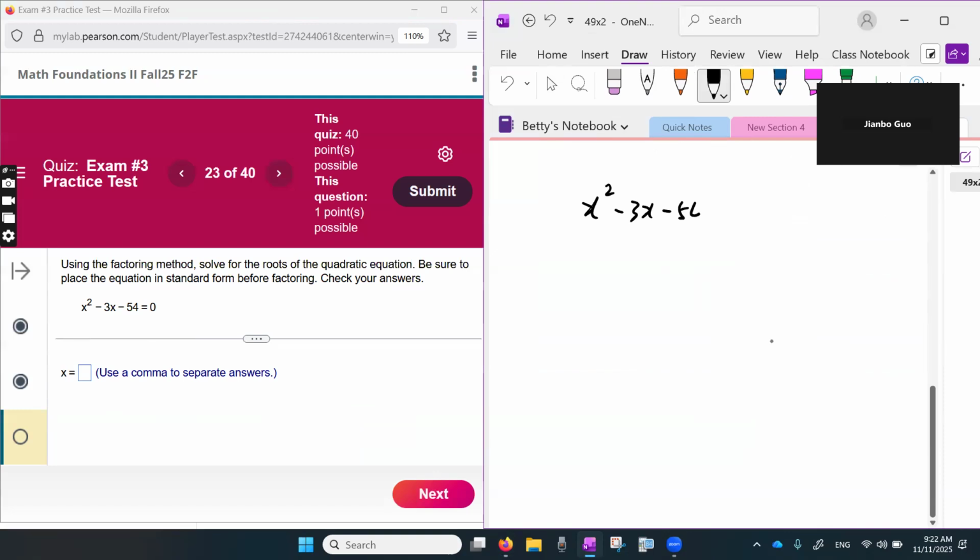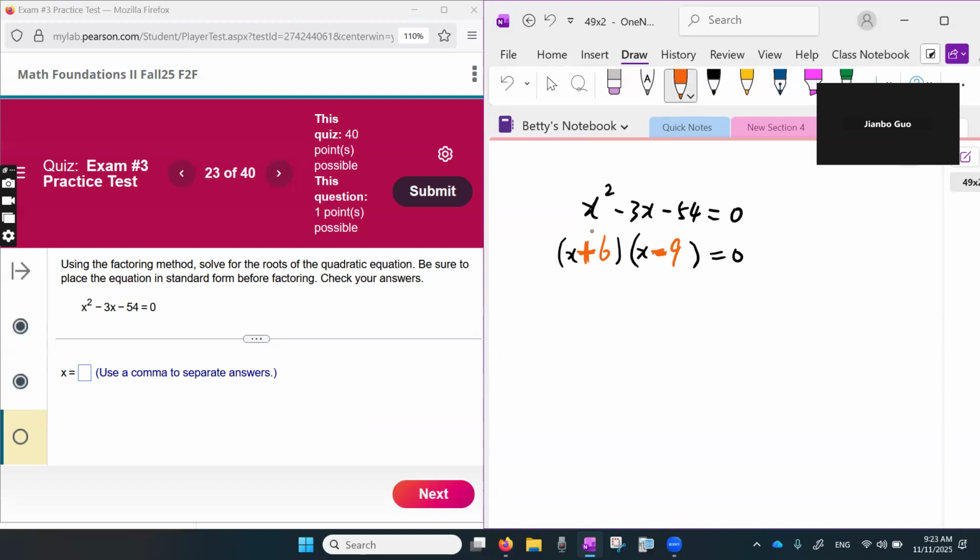Think about which two numbers multiply to negative 54 and add up to negative 3? Since the two numbers multiply to negative, we're going to have a negative number, a positive number, right? The two integers must have opposite sign. And the negative number has a bigger absolute value. Think about which two numbers. Positive 6, negative 9. Multiply to negative 54. Add up to negative 3, right?